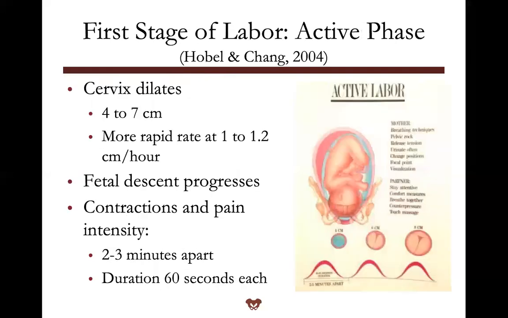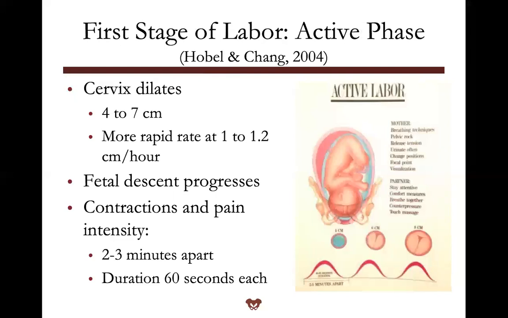In the active phase, the cervix is going to dilate from 4 to 7 centimeters, and the contractions and the pain intensity are becoming a little more intense. Contractions are now 2 to 3 minutes apart, and now they're lasting for a full minute. So they're happening for a longer time, and they're coming more frequently, and the fetus is going to continue to descend into the pelvis.